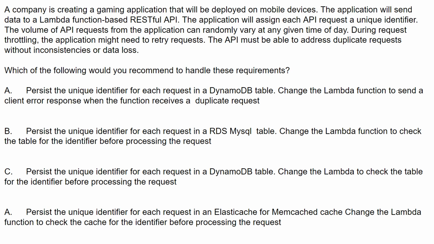And D, persist a unique identifier for each request in an Elasticache for Memcached cache. Change the Lambda function to check the cache for the identifier.